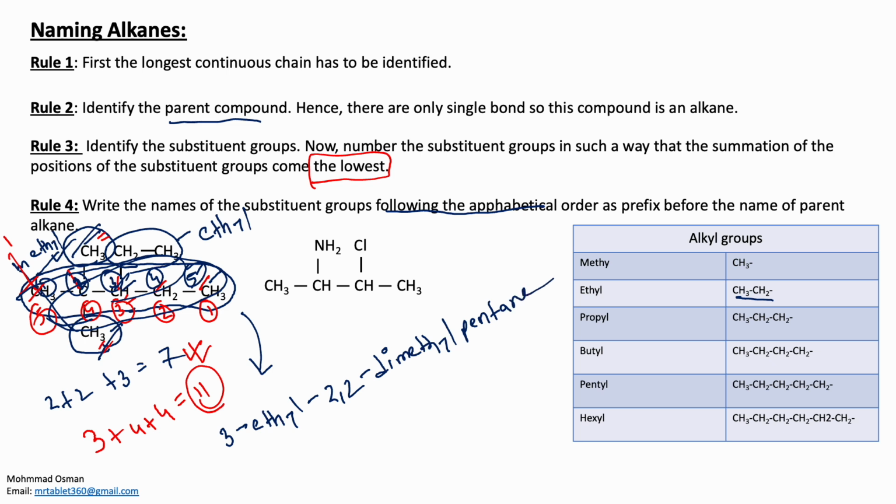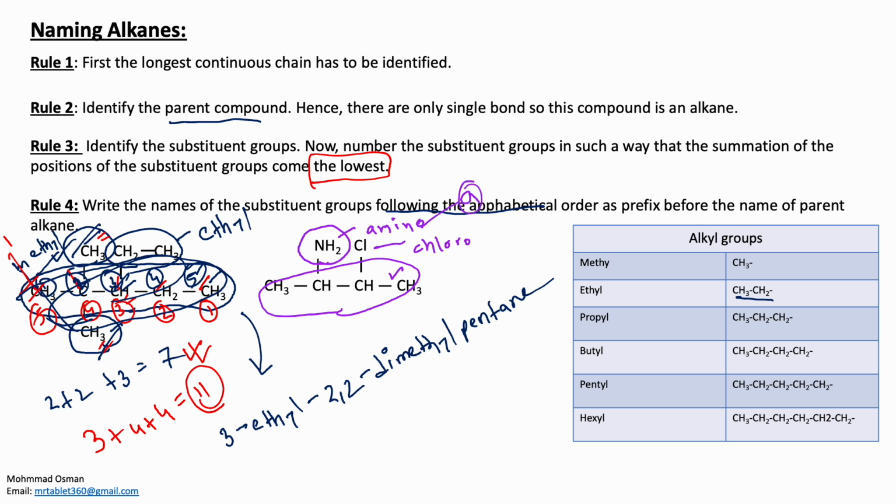All right, now we have another compound over here. Let's find the longest chain first. This is the longest chain. Definitely this is an alkane. Only single bonds are present. So this has to be alkane. Substituent groups: we have two substituent groups over here. We have amino. NH2 is the amino group. Always remember. And we have a chloro group. Cl is my chloro group.